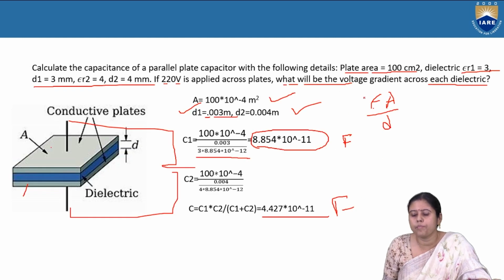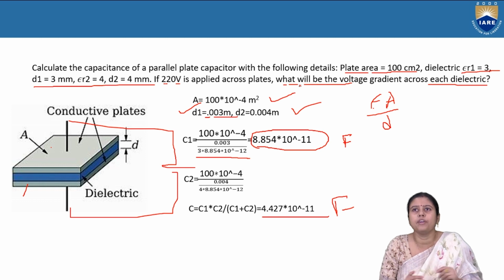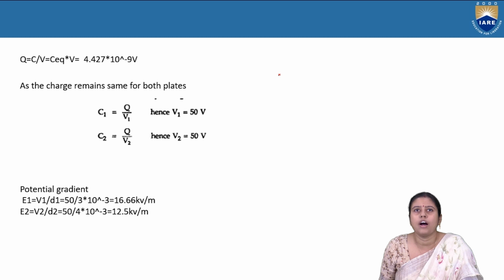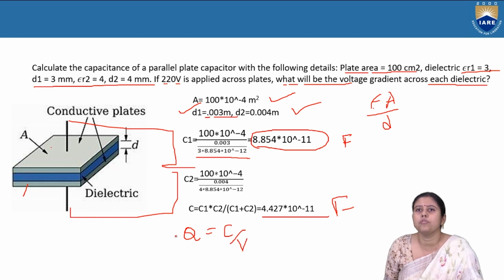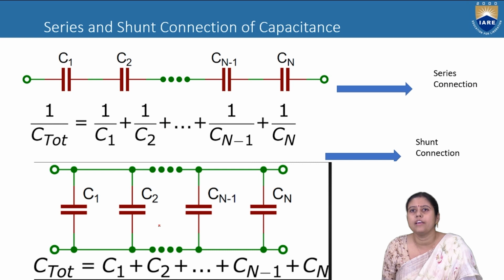We have one more part. What will be the voltage gradient across each dielectric? So how to get it? We need the charge. If we have C, we know the voltage. So what is Q? Q is equal to C times V.